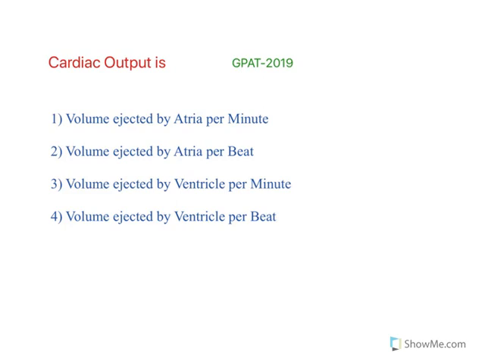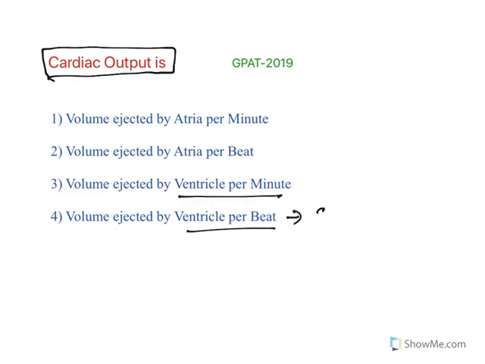Moving further. Now, cardiac output, again, this is a pure physiological term. Cardiac output means the amount of blood ejected from the ventricle per minute. If it is per beat, it is called stroke volume. If it is per minute, it is known as cardiac output. So, these are all the questions based on congestive heart failure.